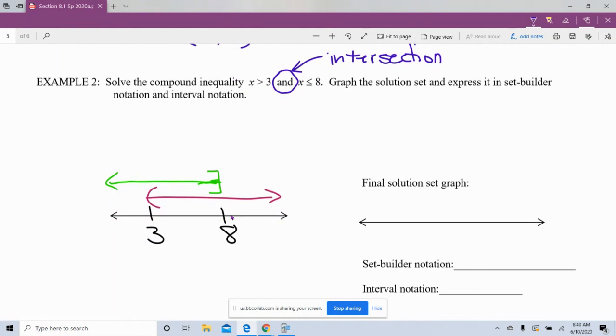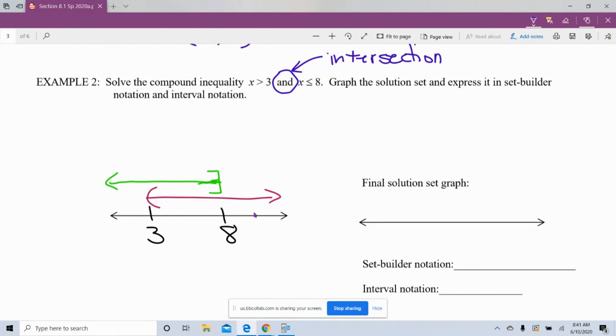Likewise, the numbers to the right of 8 are in this purpley solution set, which is the solution set for x is greater than 3, but they are not shaded in green, which would make them solutions of this second inequality, which says that x has to be less than or equal to 8. These numbers are not less than or equal to 8. These are, in fact, greater than 8, right? To the right of 8. So these numbers over here are not in both solution sets. They're only in one of them. So they will not be in the intersection of the two solution sets either, okay?